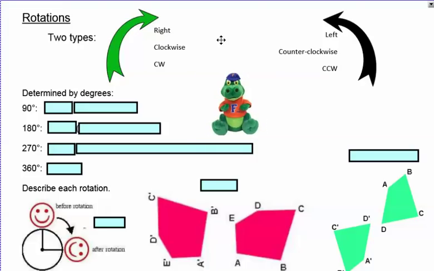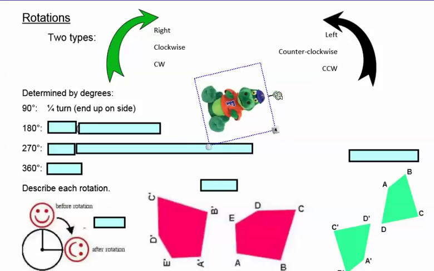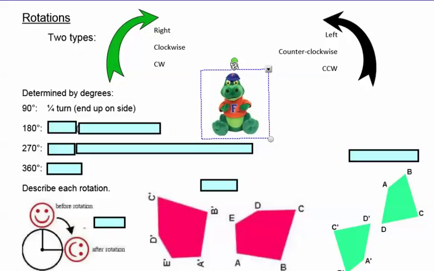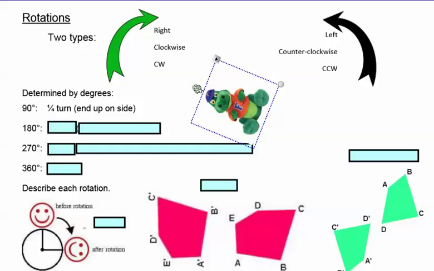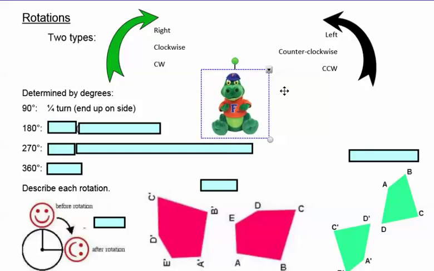Besides what direction we're going, we also need to know our rotations by degrees. A 90 degree rotation is only a quarter turn. So if I rotate Albert 90 degrees clockwise, he would end up on his side. See how he ends up on his side? If I rotate him 90 degrees counterclockwise, he'd end up on his other side. It's a quarter turn, and we end up on our side.